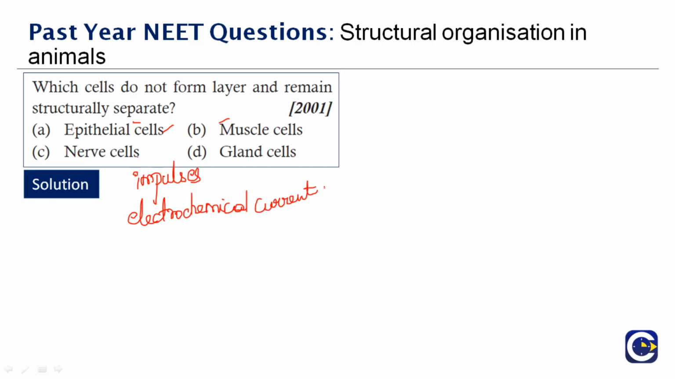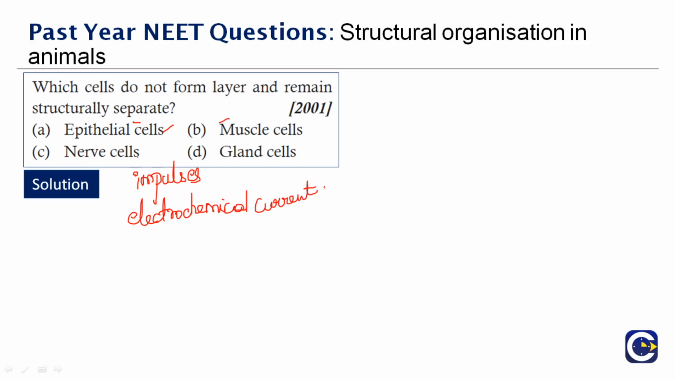Now when you talk about epithelial tissue, they are made up of one or few layers which are compactly arranged, and these cells will underlie or overlie the basement membranes. And you all know gland cells are the epithelial cells specialized to elaborate and release certain chemicals for use in the various body functions.